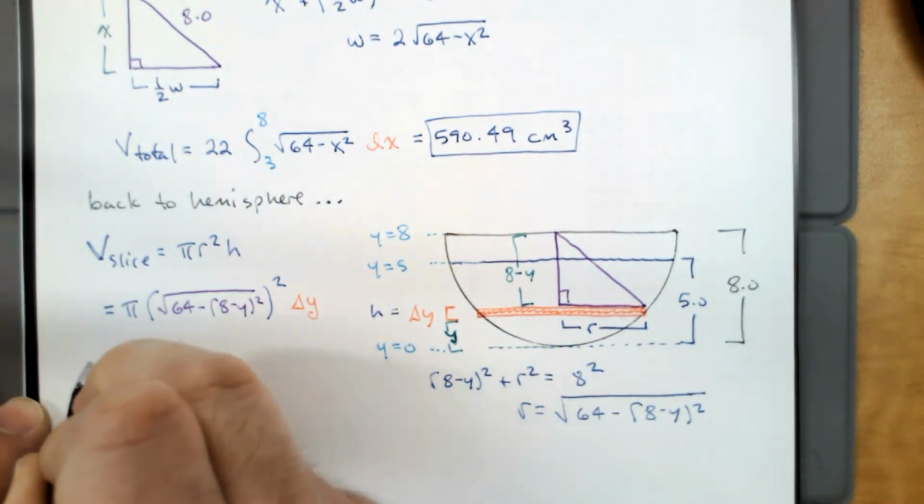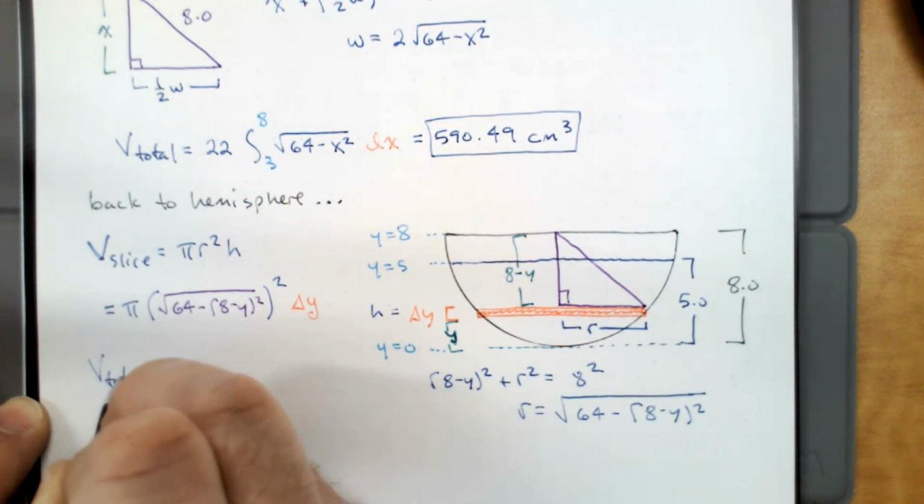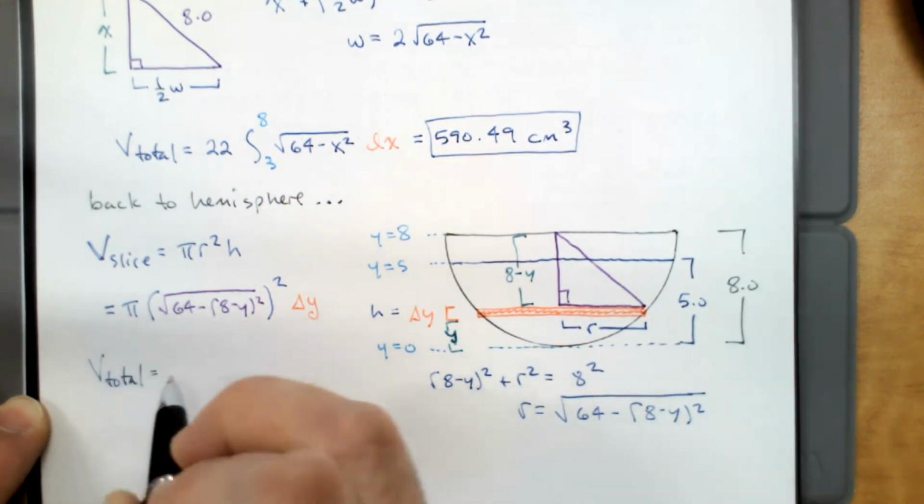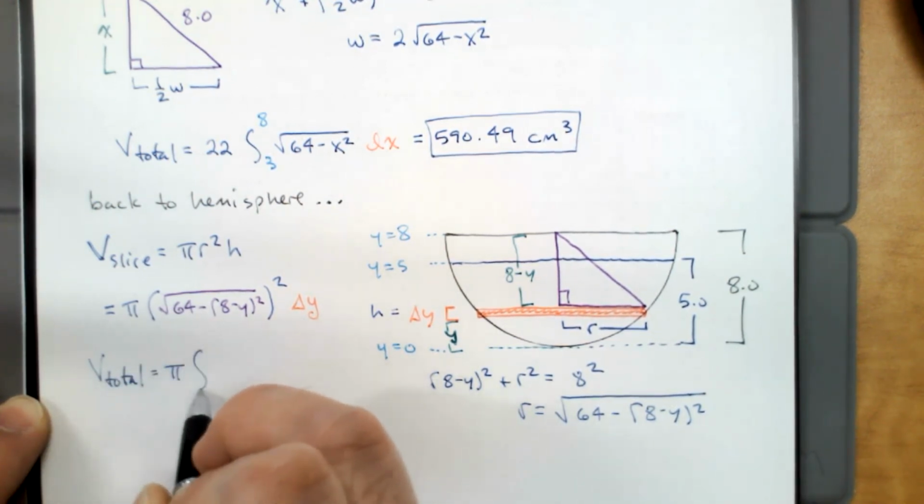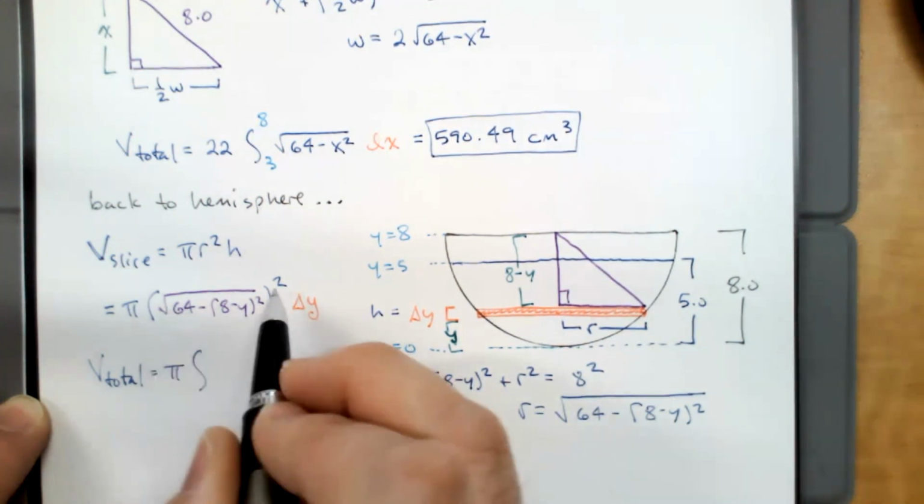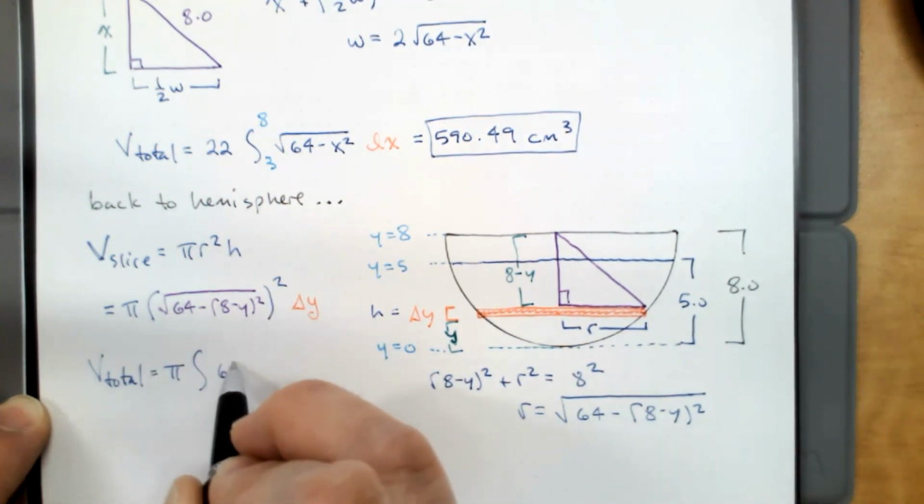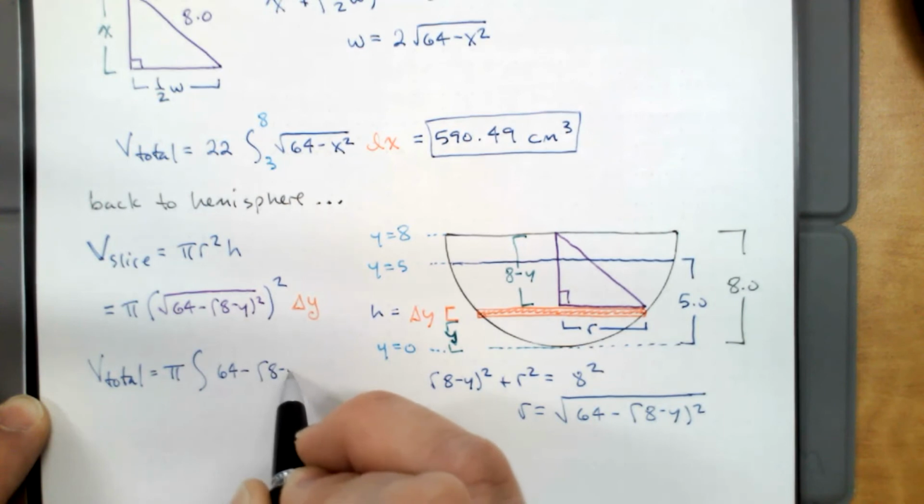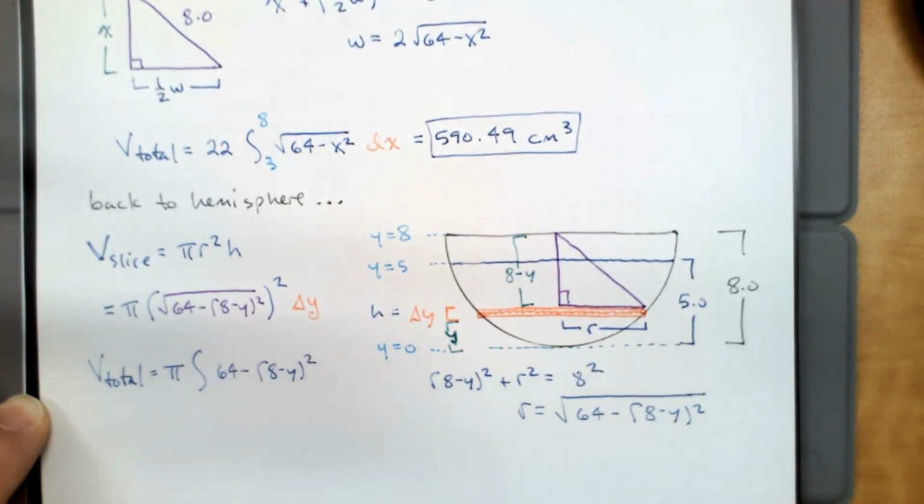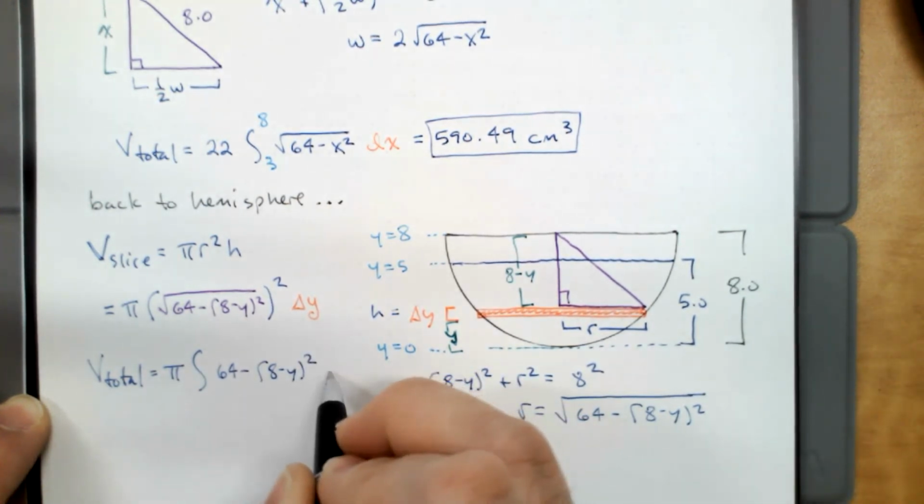So the total volume: I'm going to factor out the pi. It's going to be the integral of the square root, and the square will cancel out. So I'll have 64 minus (8 minus y) squared. My discrete delta y becomes a nice continuous dy.